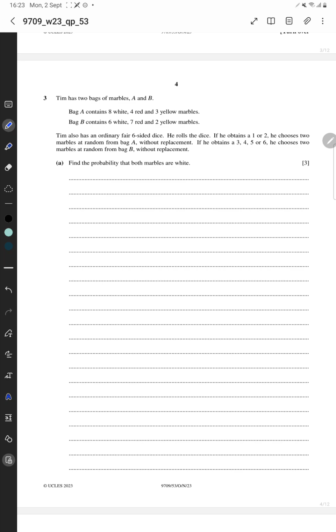Now it says that Tim also has an ordinary fair six-sided dice. He rolls the dice. If he obtains a 1 or 2, he chooses two marbles at random from bag A without replacement. So this is very crucial, without replacement. If he obtains 3, 4, 5, or 6, he chooses two marbles at random from bag B without replacement as well. Okay, so if he gets a 1 or 2, he takes two marbles from A. If he gets a 3, 4, 5, or 6, he chooses two marbles at random from bag B.